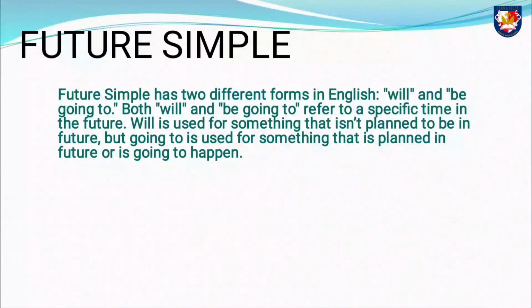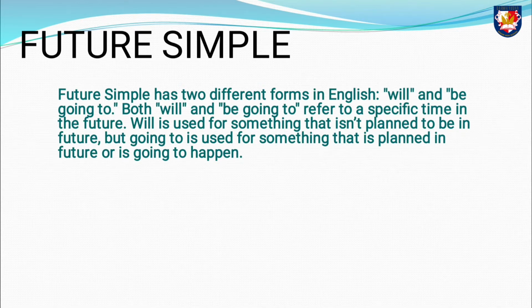Now, let's take a look specifically at each tense of the future. Number one, we have future simple. Future simple has two different forms in English. They are will and be going to. Both will and be going to refer to a specific time in the future. Will is used for something that isn't planned in the future, but going to is used for something that is planned in the future or is going to happen.